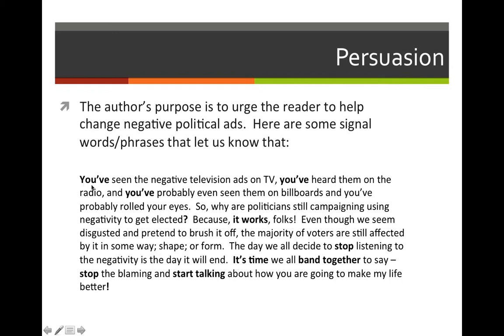And the first thing I see is "you've." These are statements that are telling me about myself. They're awfully demanding. "It works." These are throwing it out there, telling you exactly what you're supposed to believe. It's not leaving you up for interpretation or showing you two different sides. It is telling you what they want you to believe.